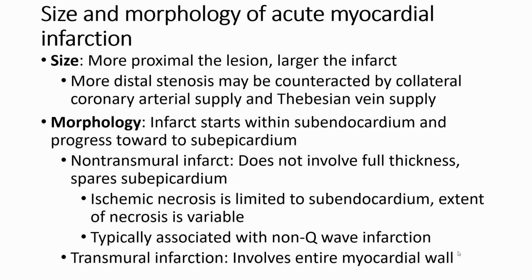According to size and morphology, acute myocardial infarction is divided. According to size, the more proximal the lesion, the larger the infarct. More distal stenosis may be accounted for by collateral coronary arterial supply and deficient vein supply. Morphology: infarct starts within the subendocardium and progresses toward the subepicardium.